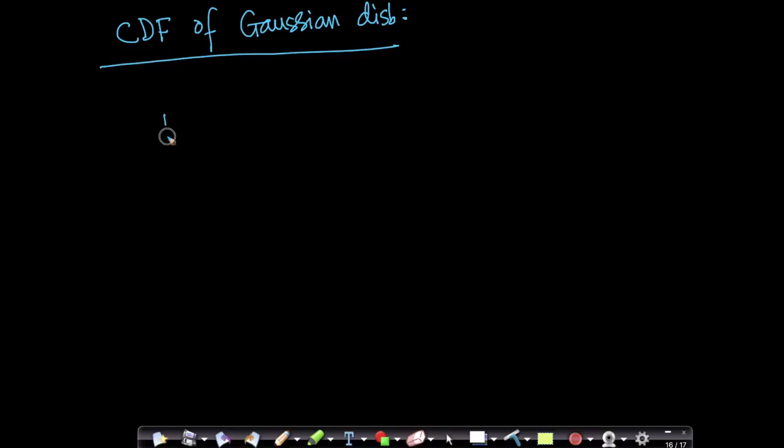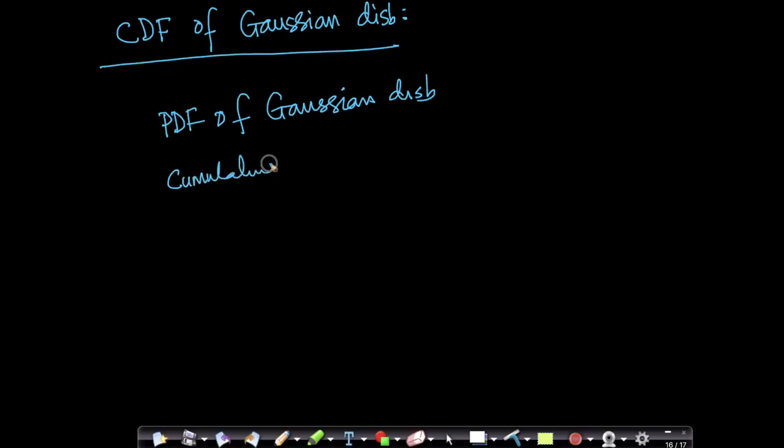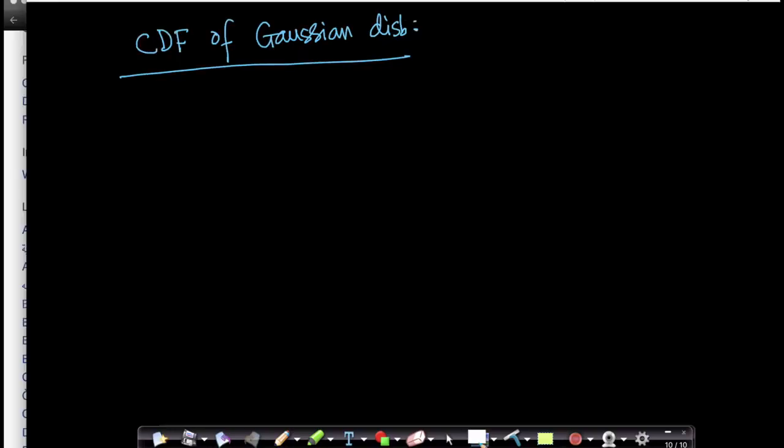Since we have just learned about the probability density function of a Gaussian distribution, the other type of plot which is very important, as we saw earlier, is the cumulative distribution function, right? We saw how to construct a cumulative distribution function from the PDF when we learned about exploratory data analysis. So let's look at what the shape of the CDF of a Gaussian distribution looks like.